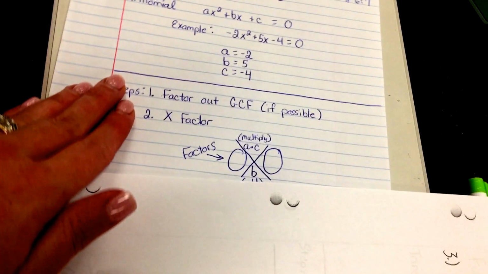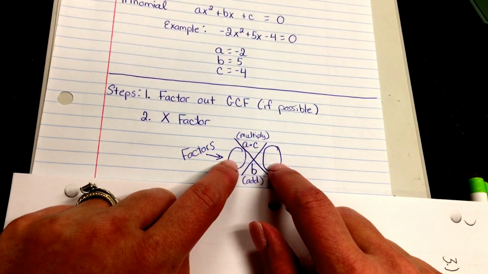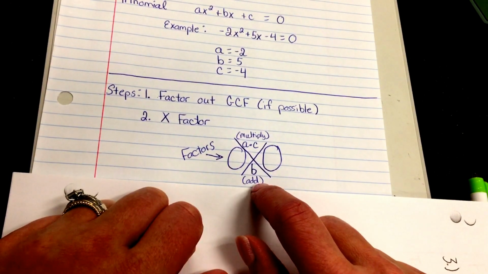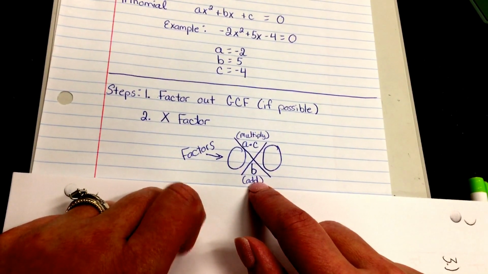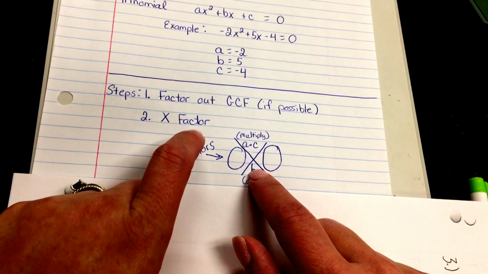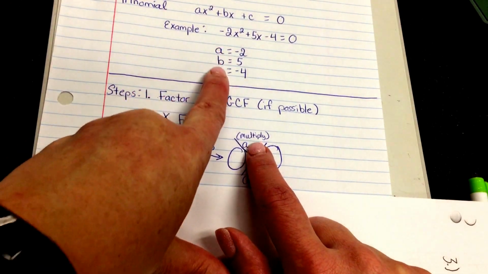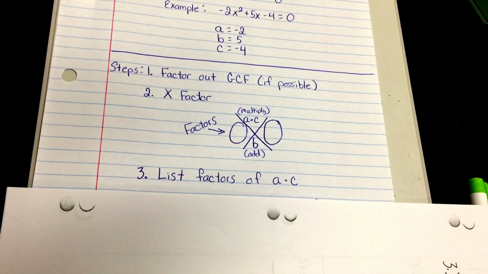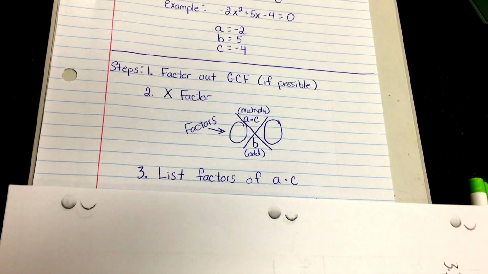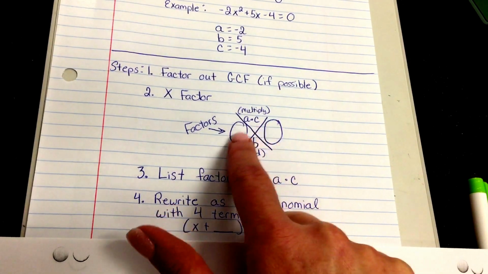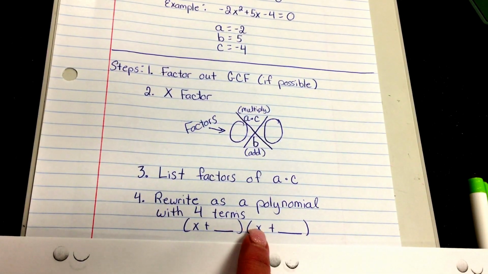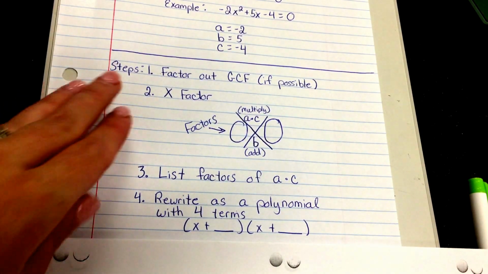Now, when I'm talking about multiplying and adding, y'all, I'm talking about the factors. You're going to multiply these two factors to get the attic, and add these two to get the basement number. The basement number is coming from the B, and the AC is coming from your quadratic equation. We're going to list factors of A and C. Once we have these factors, we're going to write it out as open parentheses x plus something, close parentheses, then open parentheses x plus something else, close parentheses.